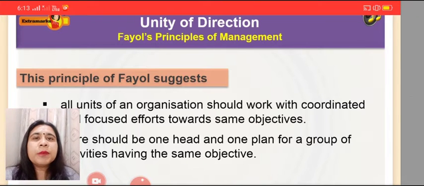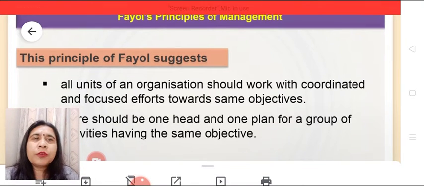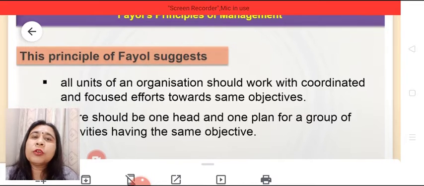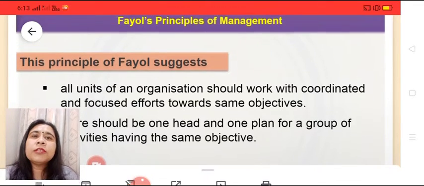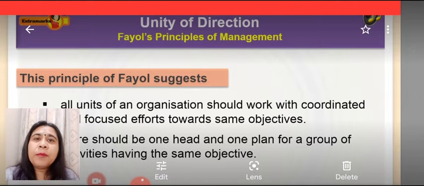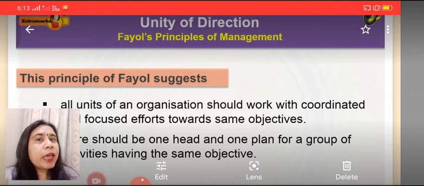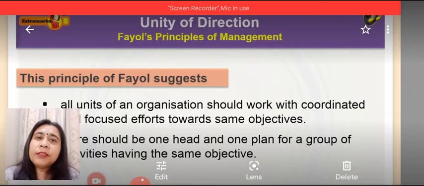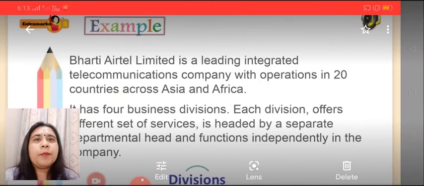As per this principle given by Fayol, all units of an organization should work with coordinated and focused efforts towards the same objective. There should be one head and one plan for a group of activities having the same objectives. This we'll understand with the help of an example.